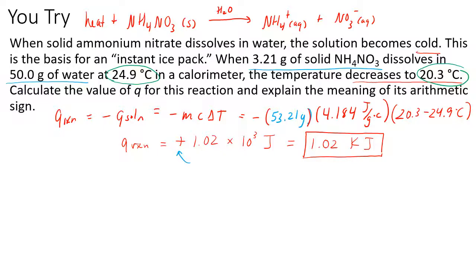This positive sign for our heat tells us that it was an endothermic process, whereas before we calculated Q and had a negative value, and that told us that the process was exothermic. So if you have a process or a reaction and the reaction releases heat energy, it'll be exothermic and your Q will be negative. And if you have a process or a reaction and it requires heat energy, your Q will be a positive value. So that's what the arithmetic sign of Q tells us.